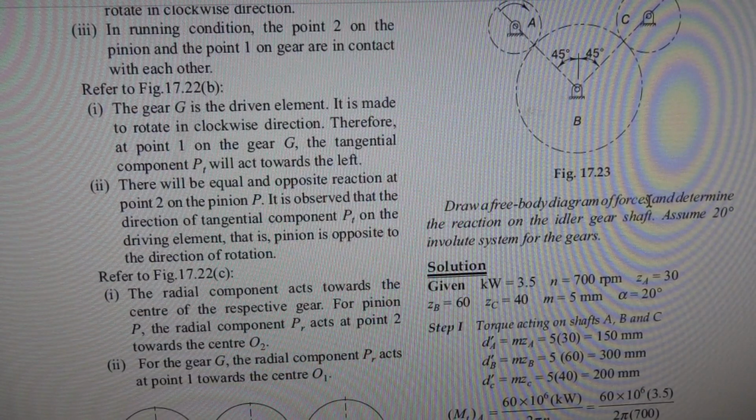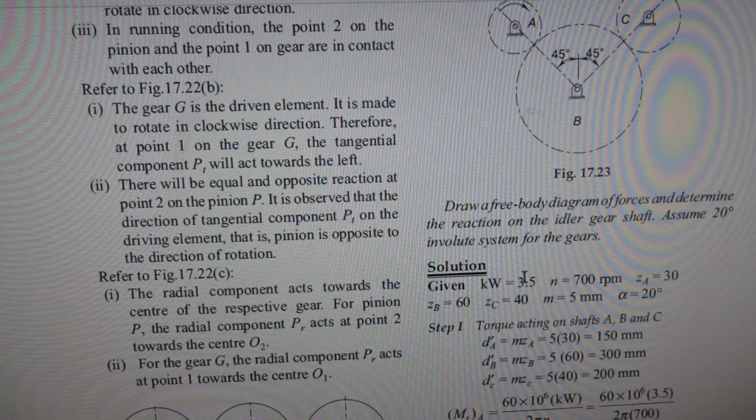So here, the power transmitted is 3.5 kilowatt, N is equal to 700, ZA 30, ZB 60, ZC 40, module is equal to 5, alpha 20. So we need the torque acting on shafts A, B, C. First you have to find the pitch circle diameter of A, module times ZA, so this one is 150. Pitch circle diameter of B is 300. Pitch circle diameter of C is 200.